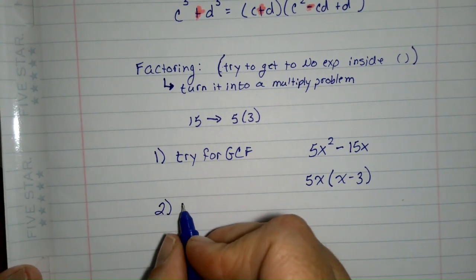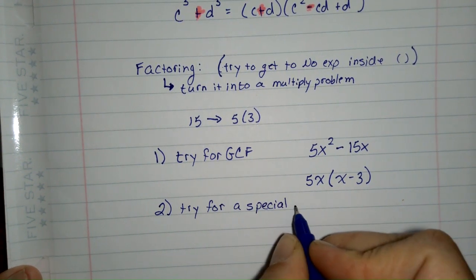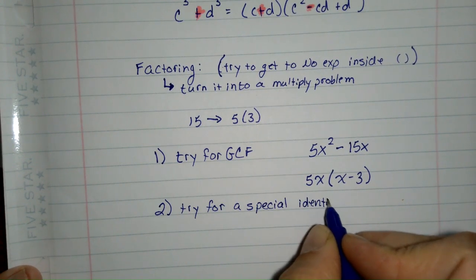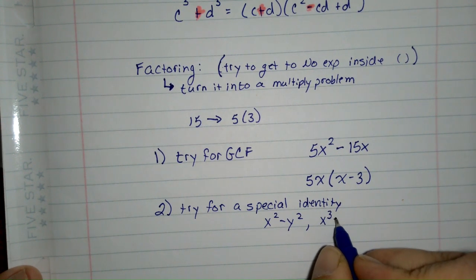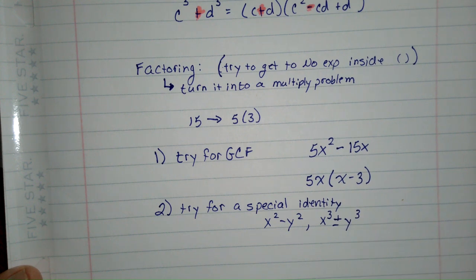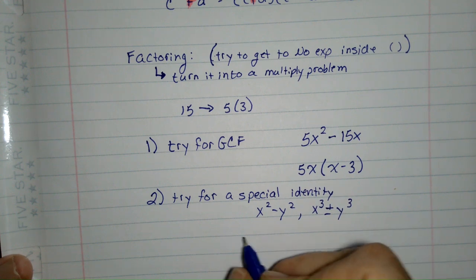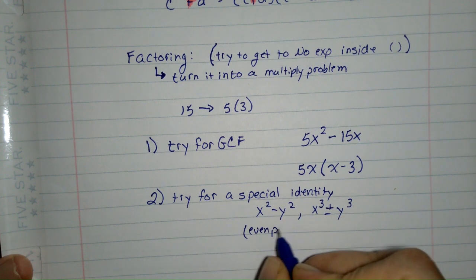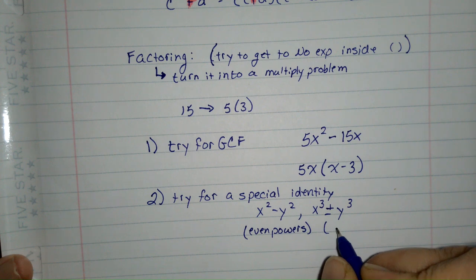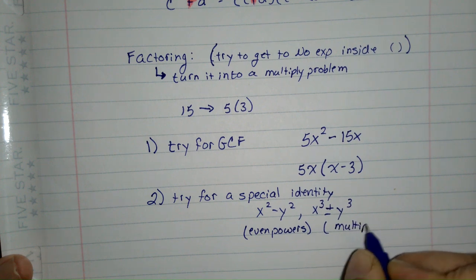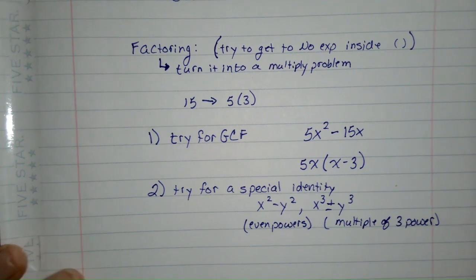Then, second, I would try for a special rule. X squared minus y squared, x cubed plus or minus y cubed. Okay, one of those two. If it has that rule, okay, here we have even powers. Here, both of them are a multiple of 3 power. So we could do those rules.